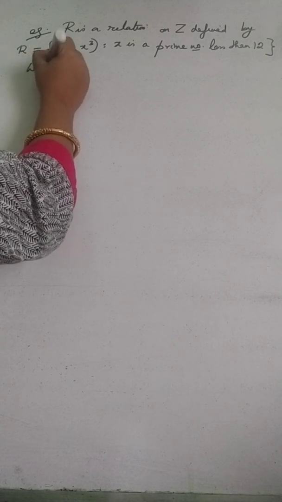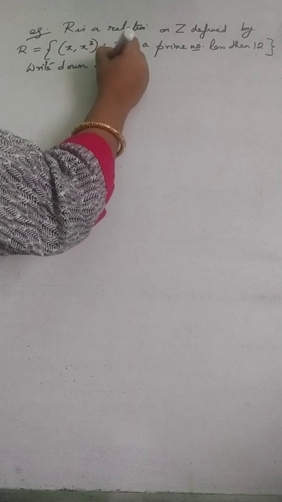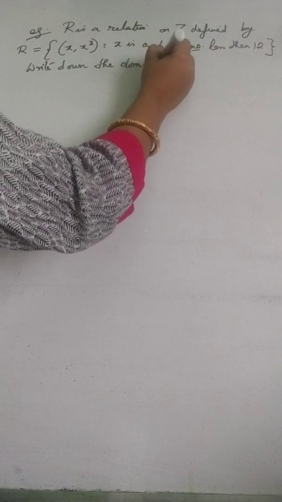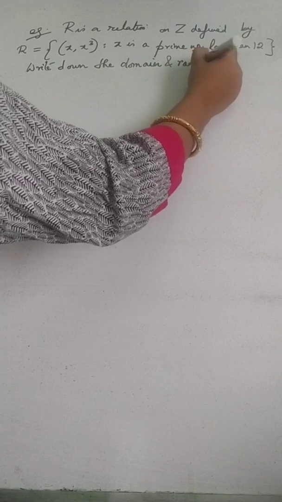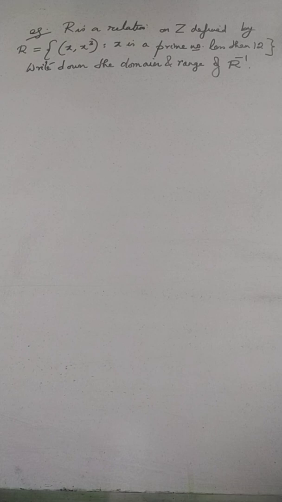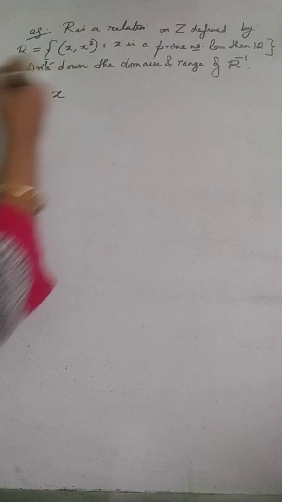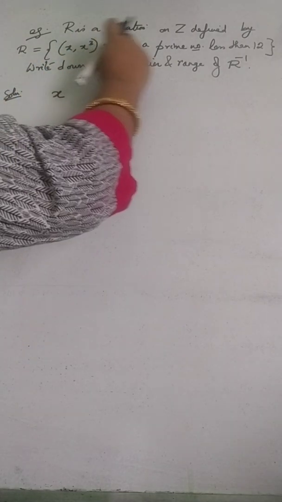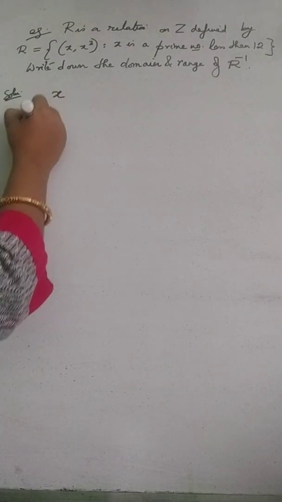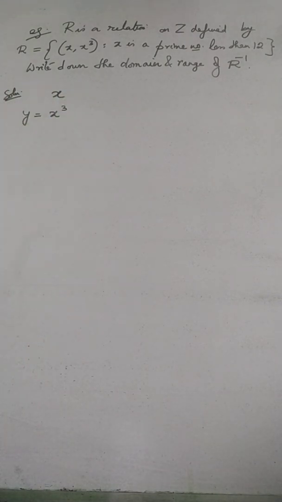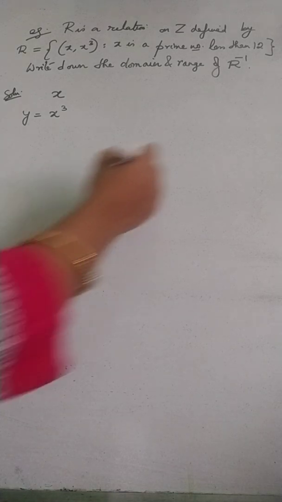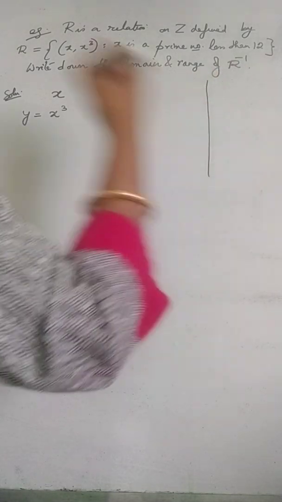Write down the domain and range of R inverse. Unless you find R, you cannot find R inverse. So directly it's written: write down the domain and range of R inverse. Now what does it mean? If x is a value that I will take from the set of prime numbers less than 12, then y has to be x cubed. Y is the second component, right? So what are the values of x that I can take? Prime numbers less than 12.